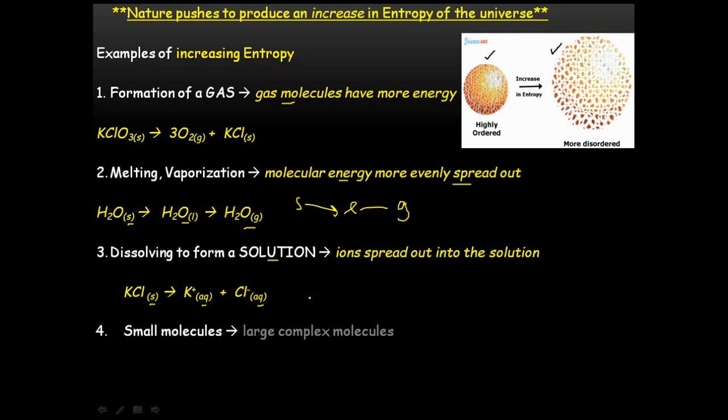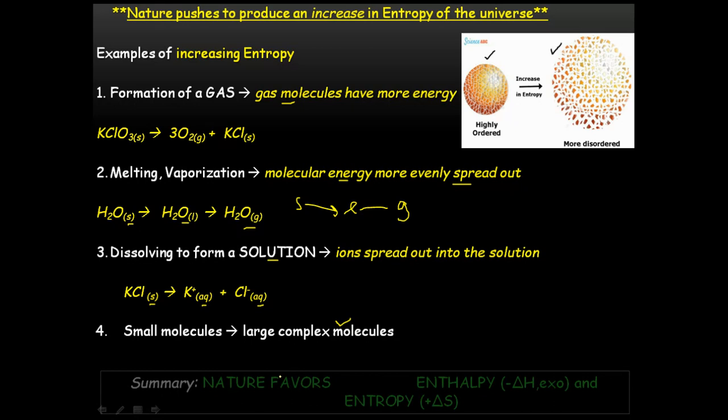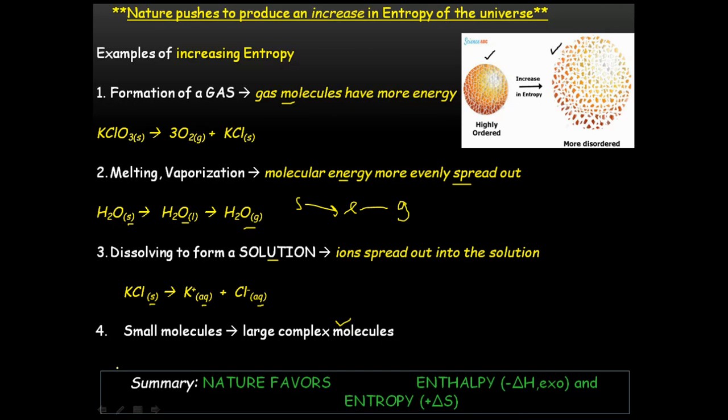And the last thing really is small molecules becoming large complex molecules. If small molecules can get together and form one large one that can spread out energy amongst the molecule, depending on what the molecules and atoms are, then you can have an increase in entropy. So, final call here, guys: nature, what is nature really like? And we're done with part 1 of this unit.